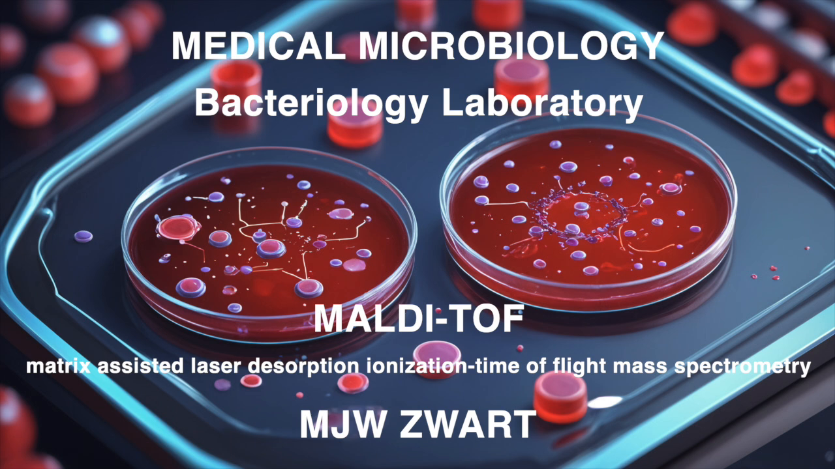Divide and conquer. Case 3: you've got a colony from a urine culture, run it on the Microflex using the direct method. But the log score is low. Doesn't seem very reliable. What's your next move? Low log score, not ideal. Well, remember how we talked about the extraction method? Oh, right, to get a more concentrated protein sample. Exactly. It might give you a clearer result.